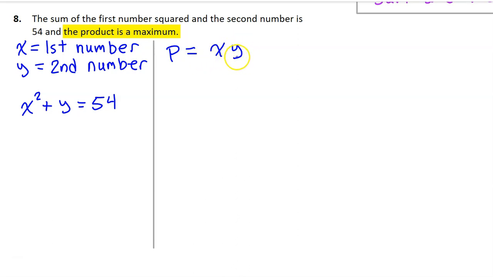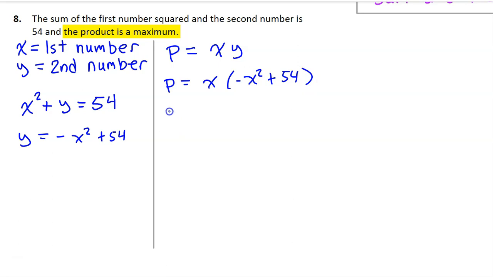This is too many variables to be finding the derivative and such. So let's rewrite the secondary equation so we can do a substitution. Subtracting x squared from both sides, we get y equals negative x squared plus 54. So let's substitute this in for y. So we get p is equal to x times negative x squared plus 54.